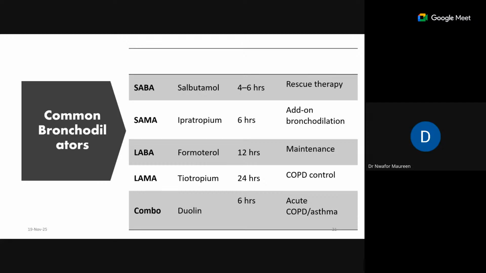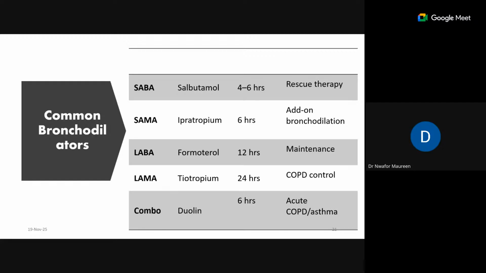Now the bronchodilators, as we said earlier, the short-acting beta-adrenergic agents are salbutamol and albuterol. They have a rapid onset of action, but their effect lasts at most 4 to 6 hours. We use them for rescue therapy, for acute attacks.